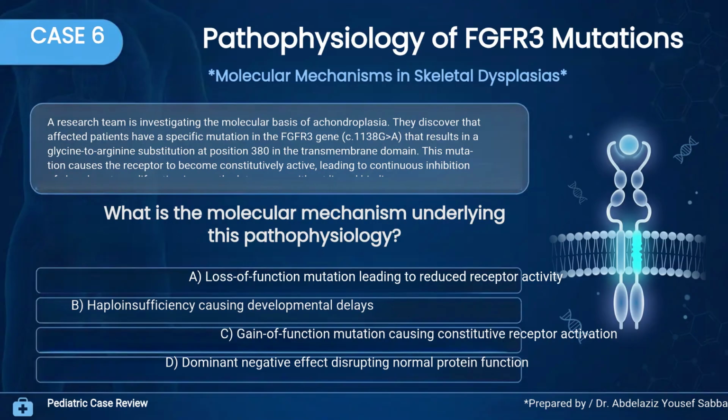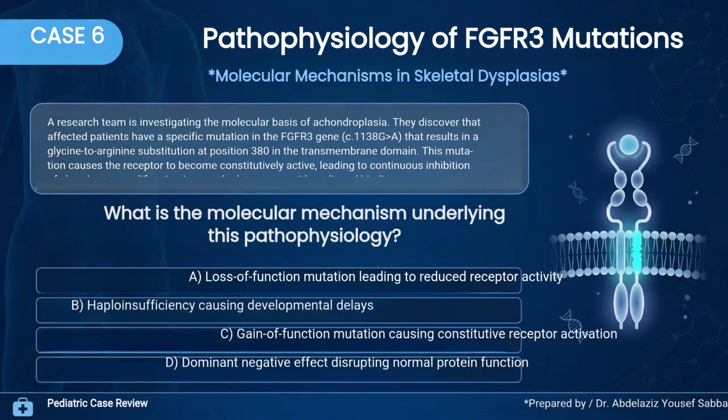Case 6. A research team is investigating the molecular basis of achondroplasia. They discover that affected patients have a specific mutation in the fibroblast growth factor receptor 3 gene, designated c.1138G>A, that results in a glycine to arginine substitution at position 380 in the transmembrane domain. This mutation causes the receptor to become constitutively active, leading to continuous inhibition of chondrocyte proliferation in growth plates, even without ligand binding. What is the molecular mechanism underlying this pathophysiology?